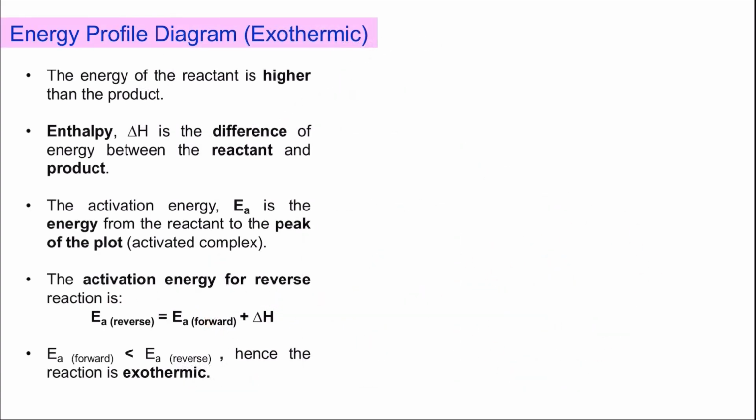Seterusnya, we are going to focus about energy profile diagram. Energy profile diagram, we have two of them, exothermic and endothermic. Mari kita lihat exothermic dahulu. So, untuk exothermic, energy of the reactant is higher than product. So, when we want to draw the energy profile diagram, x-axis and y-axis perlu mula dengan potential energy.